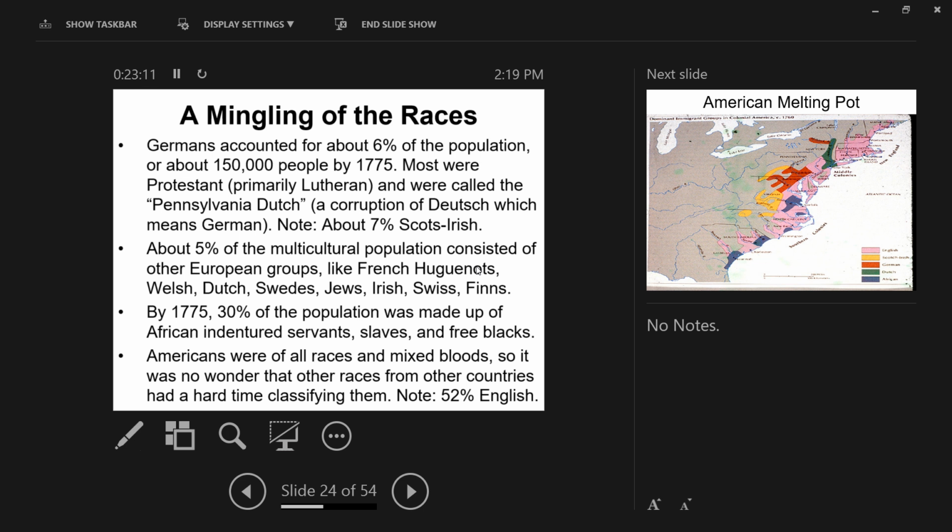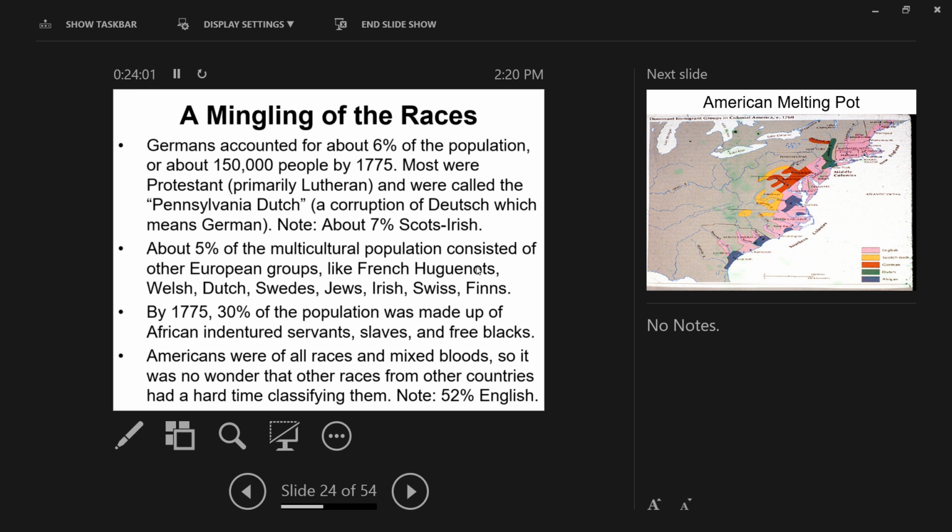Again, about 7% were Scots-Irish. 5% are what we would consider multicultural European: French Huguenots, Welsh, Dutch, Swedes, Jews, Irish, Swiss, Finns. By 1775, 30% were of African descent, either indentured servants, enslaved, or free Black. However, the majority of this population, probably close to 25%, were enslaved. Americans were becoming a mixed melting pot even before the American Revolution.